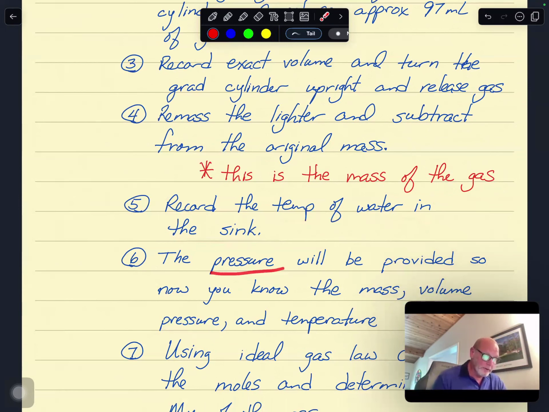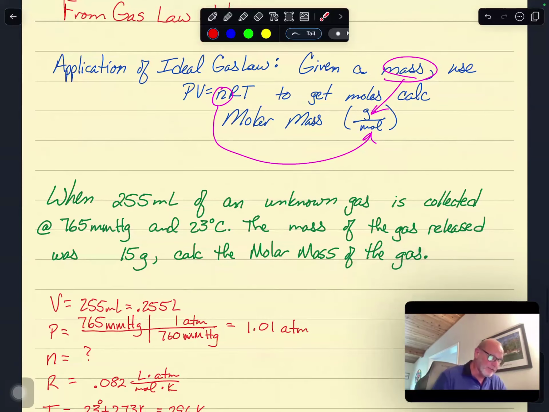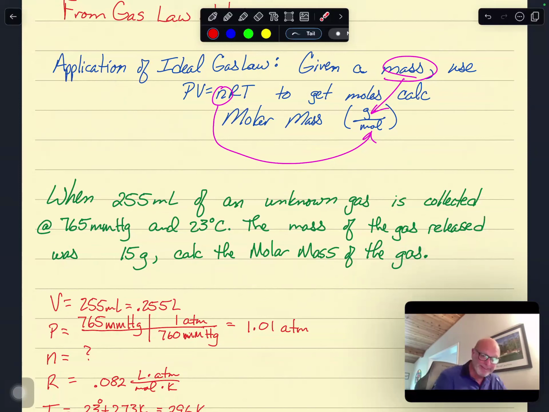The pressure will be provided, so we know that. What we've got is the pressure, the temperature of the sink, the mass of the gas, and the volume of the gas. Well, if we've got P, V, and T, we should be able to calculate moles, and from the moles, we should be able to get molar mass, considering we have mass there, and we calculated moles. There is a sample of this that's in your notes in gas laws, this exact problem. Go back. This is the same data. This is the same analysis.